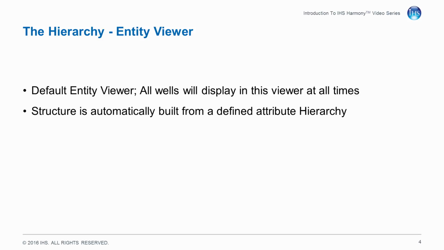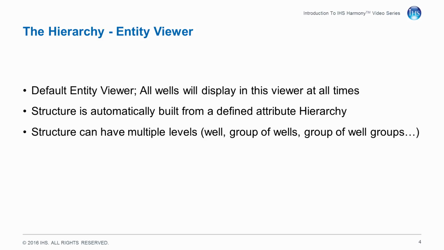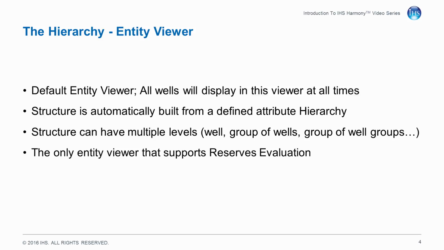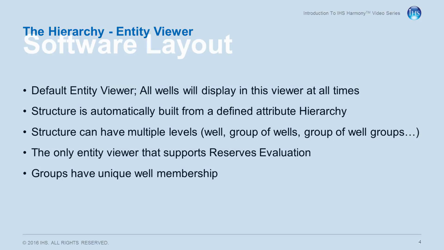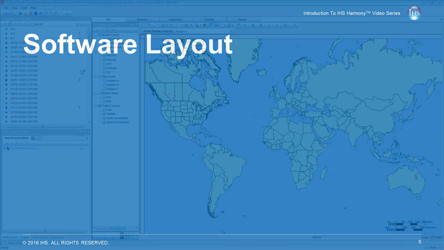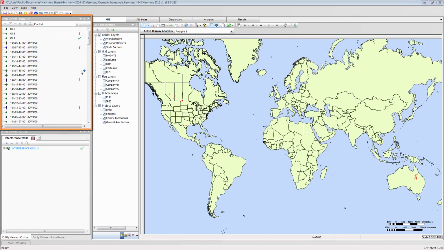Its structure is automatically built from a defined attribute hierarchy. This structure can have multiple levels. The hierarchy is the only entity viewer that supports reserves evaluation. And groups have unique well membership. The Hierarchy Entity Viewer is used to organize your well entities into groups based on the text attributes available.